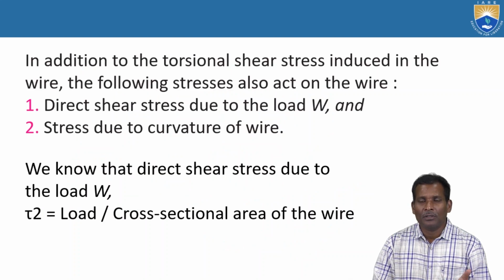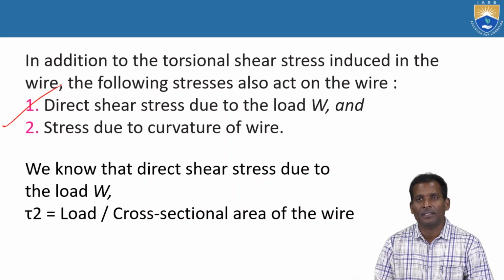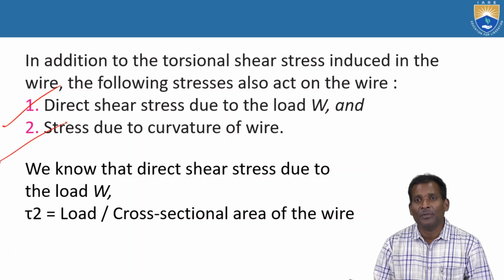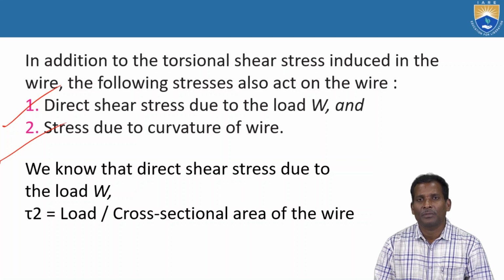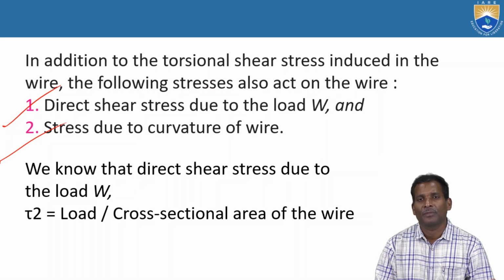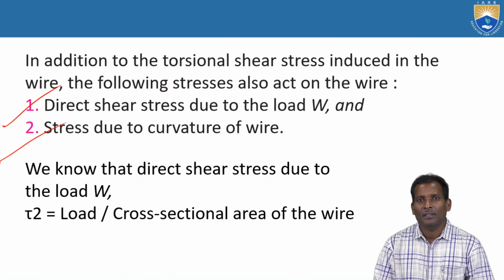So in addition to the torsional shear stress induced in the wire, other stresses also will act. What are they? One is the direct shear stress due to the direct load, and the second one is the stress due to the curvature of the wire. Sometimes you may neglect this curvature of the wire while doing problems. Sometimes they will say to consider the curvature of the wire also. That's why these two are also very important while problem solving: direct shear stress due to the load and stress due to the curvature of wire.